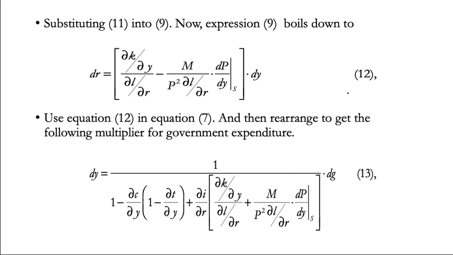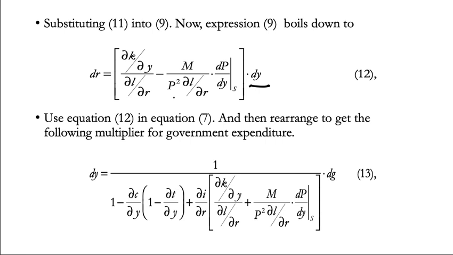So what we need to do is substitute dp into expression 9 and then see the common factor. The common factor is dy. Factorize the right hand side so that you can obtain expression 12 here. This is not the end of the analysis because, recall, we want to find this government spending multiplier.